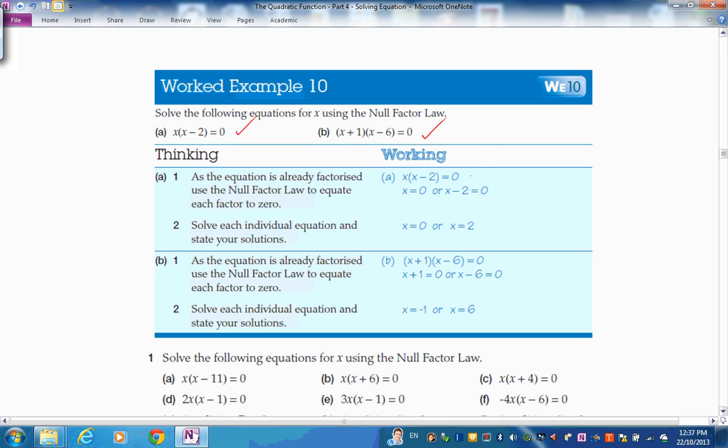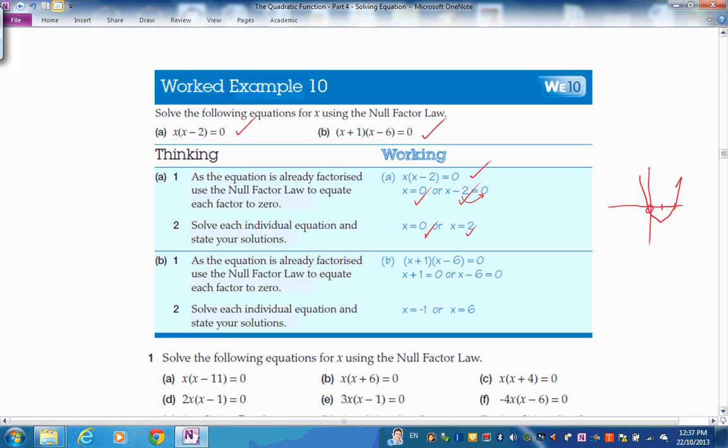If we're solving that equation, 0 on the right hand side, it's where the function's cutting the x-axis if you want. So the first one is x is 0, or x take 2 is 0. So there are our two solutions. x take 2 is 0, add 2 to both sides, x must be 2. And you could draw a little graph of that. This is what we were doing before, 0 and 2.